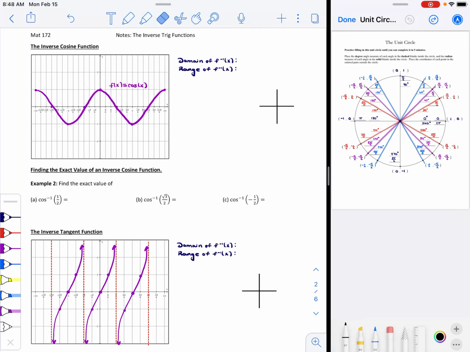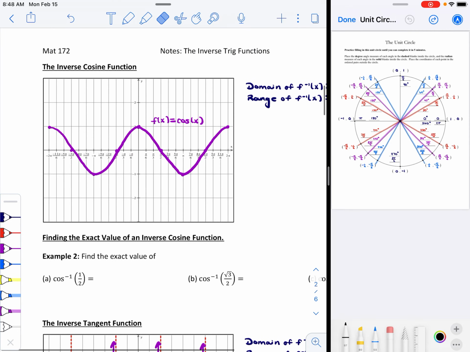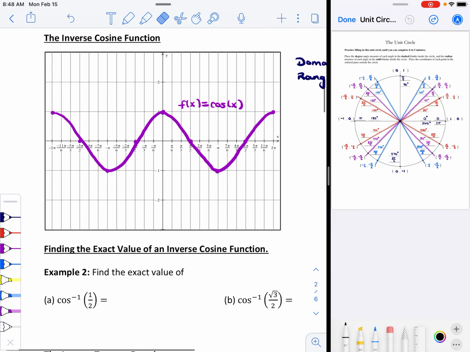All right, guys, so in this video, we're going to keep looking at more of our inverse trig functions, but we're going to take a look at cosine and tangent this time. So let's go ahead and start by looking at the graph of our cosine function.